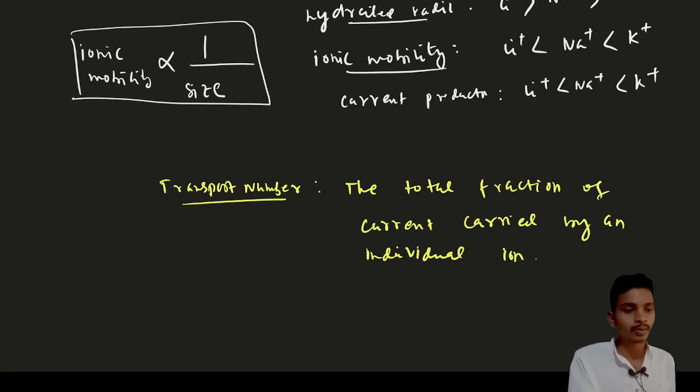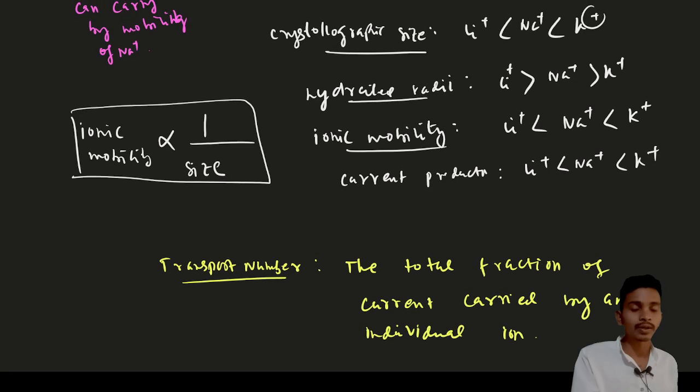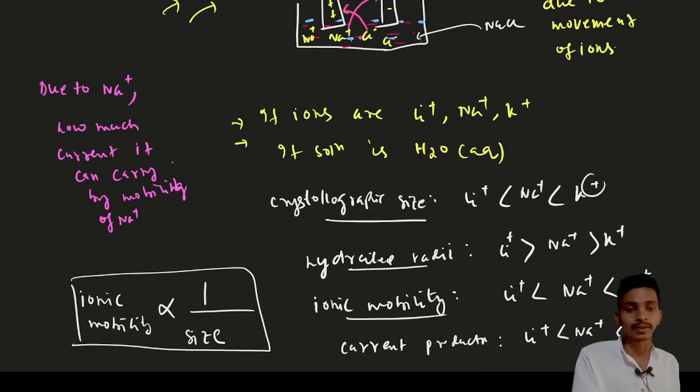So due to individual ions, how much current will they carry? You know that current is produced due to the movement of ions. Here the ions for this solution are Na+ and Cl-. If we ask what current is produced due to the movement of Cl- ions, because current is produced by the movement of ions, then the current carried by Cl- ions is what we express as transport number.